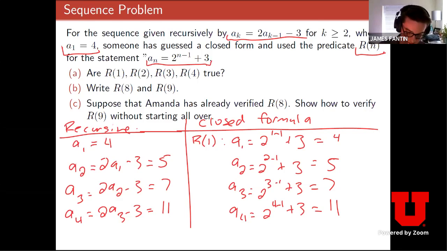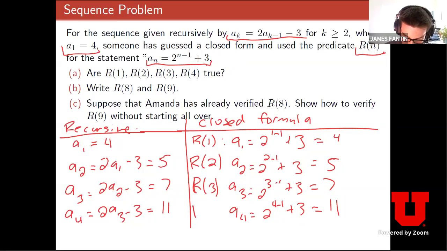So not too bad. We just verified that all of these hold for R1, R2, R3, and R4. This wouldn't be a proof that these are actually equivalent. We'll do that in the next problem, but this just shows us that for the first 4 values, the recursive and closed formula give the same values.